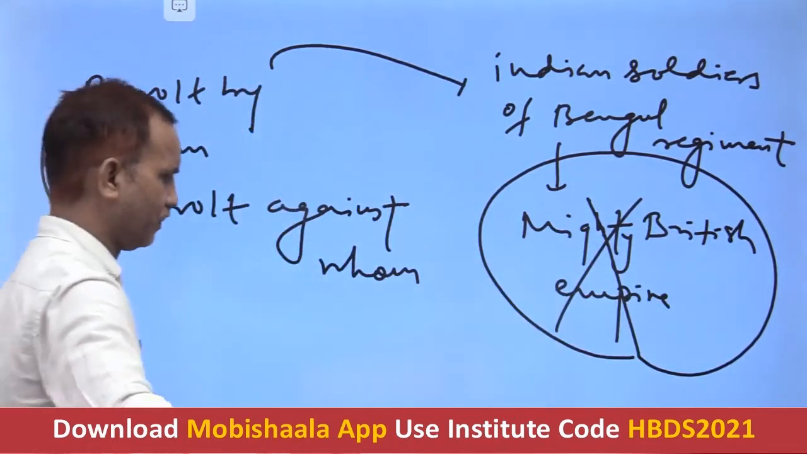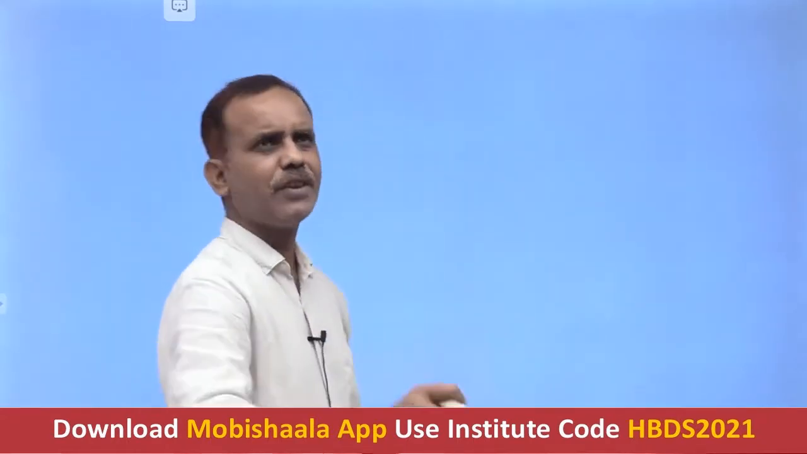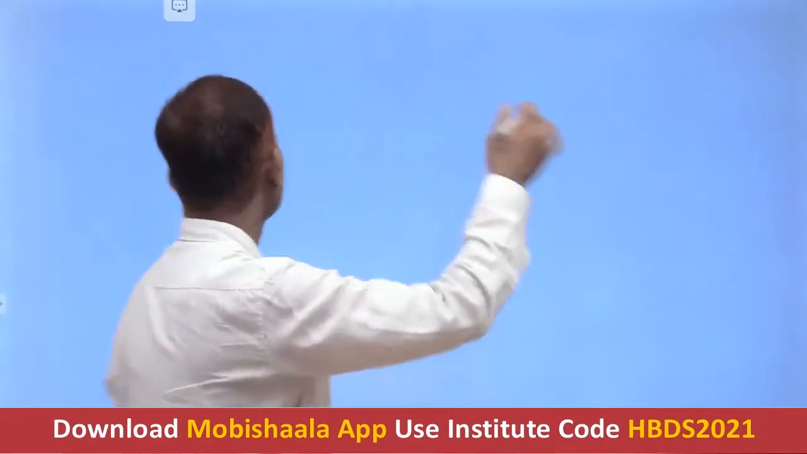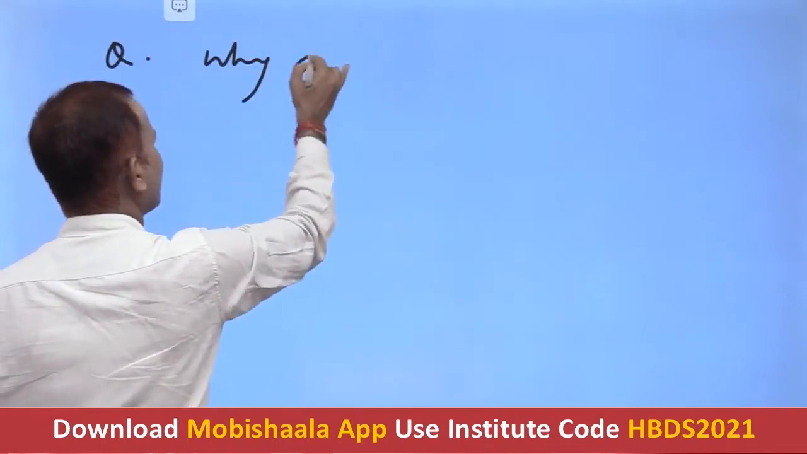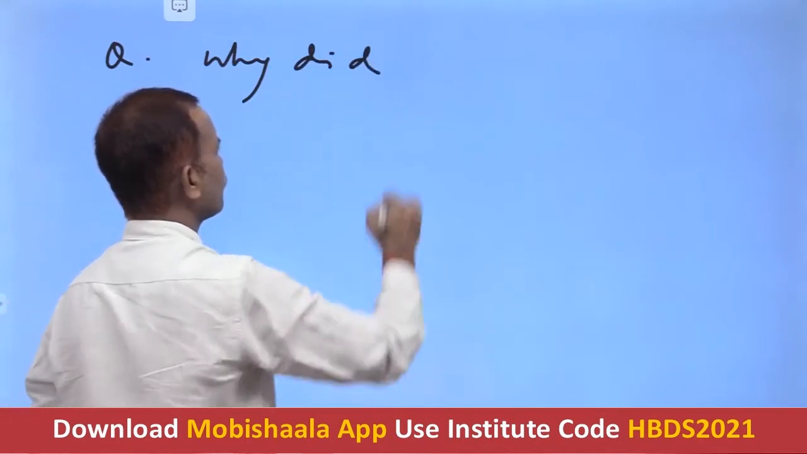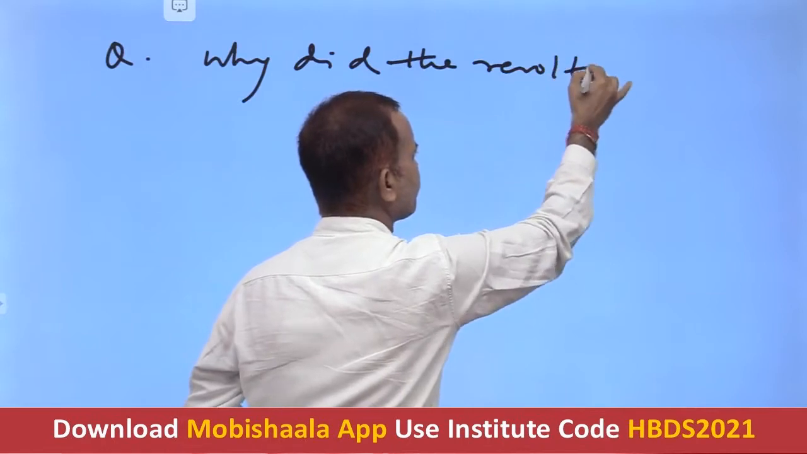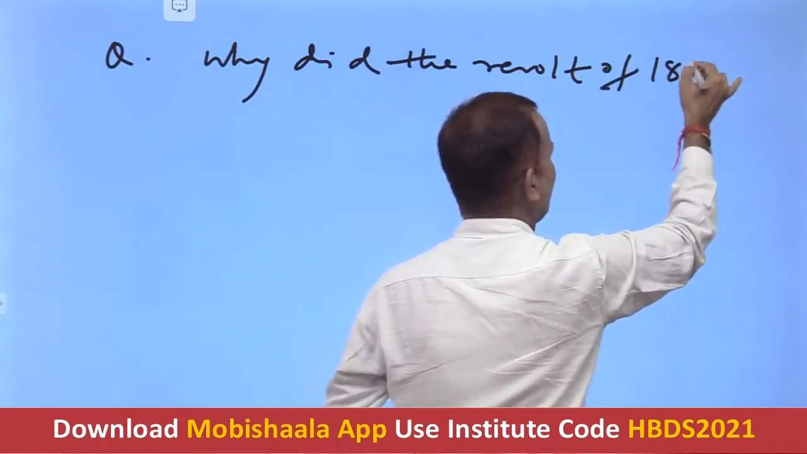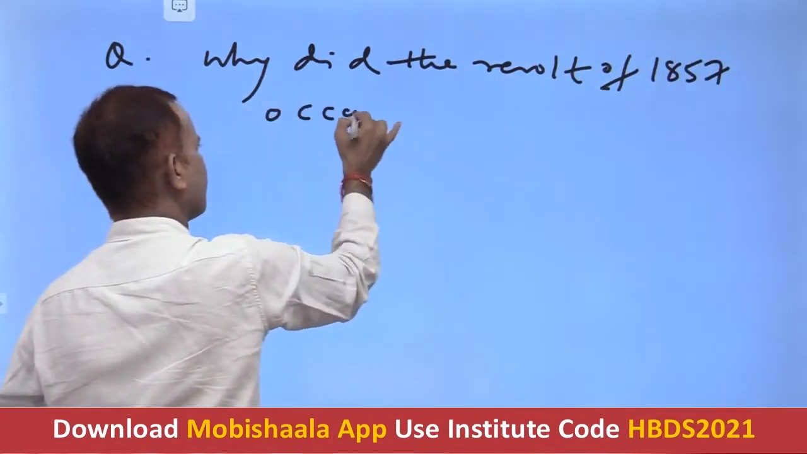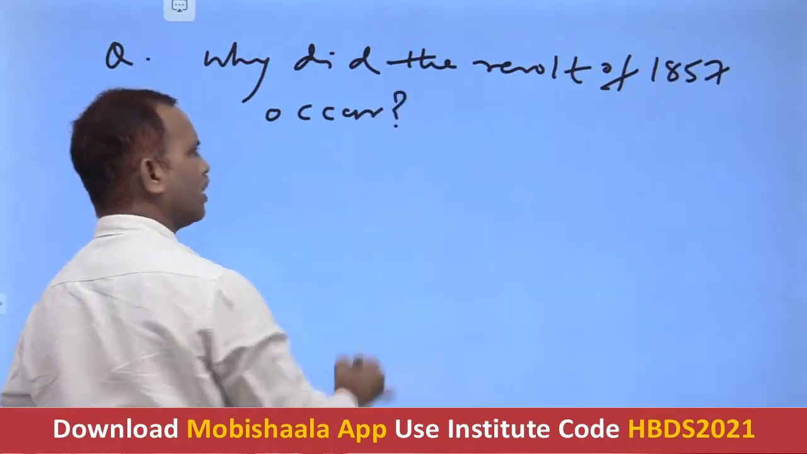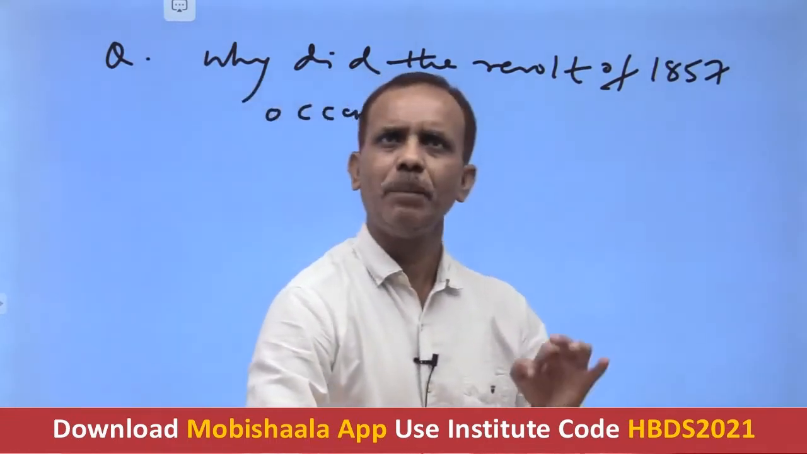Next question. A question is, why did the revolt of 1857 occur? A question is, why did the revolt of 1857 occur?